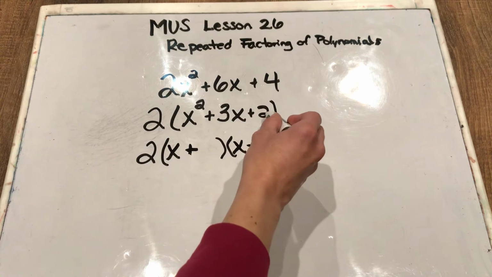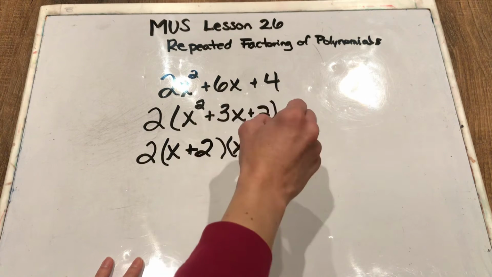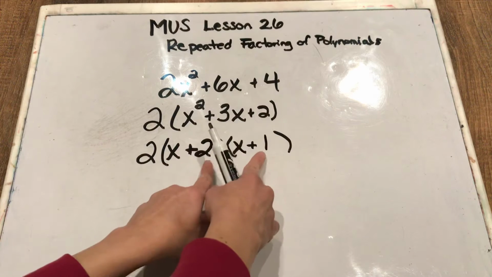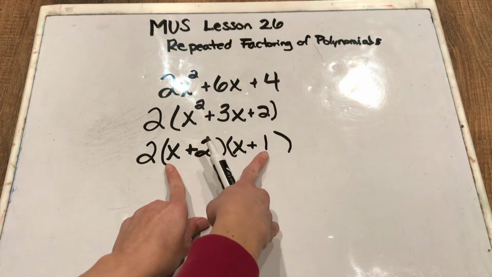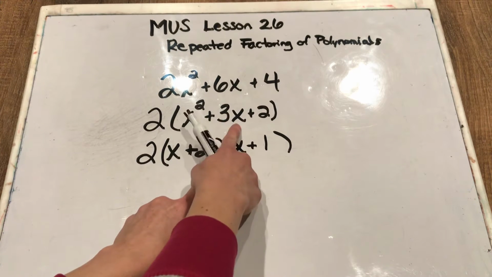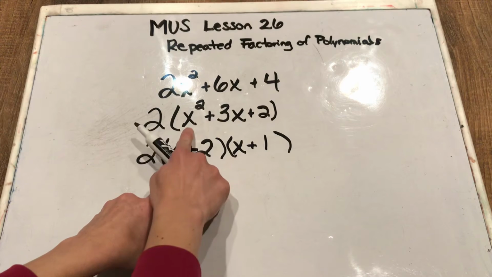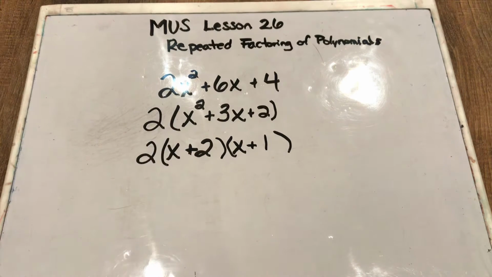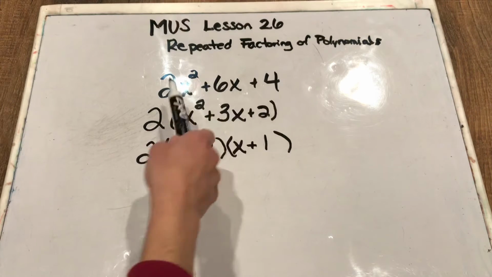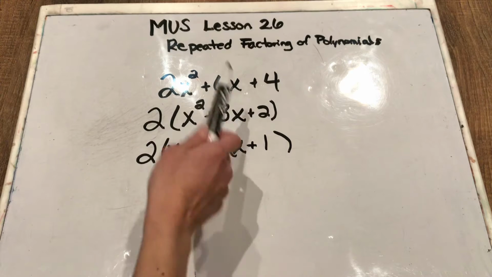And now 2 plus 1 would give me 3, and 2 times 1 will give me 2. So these are factors of 2. They multiply together to give me 2. And when I do them with the x's from the outside and the inside, they will add up to the 3x. And then our first ones are x and x becomes an x squared. So this is more than 2 factors. So it's repeated factoring of polynomials. We pulled out one of the factors first, and then we factored what we had left.